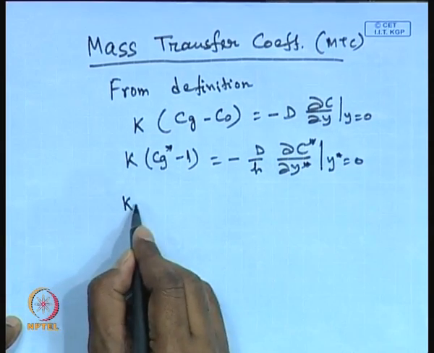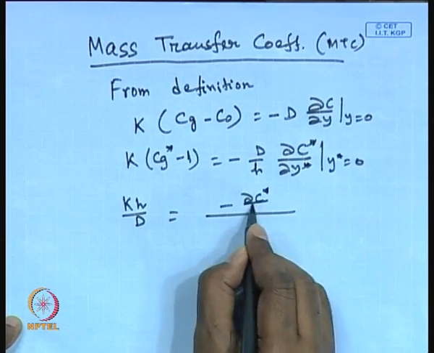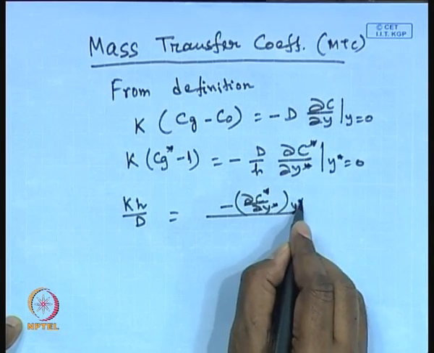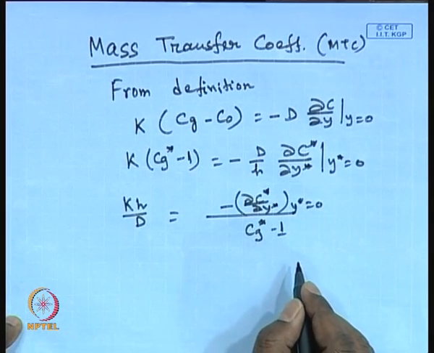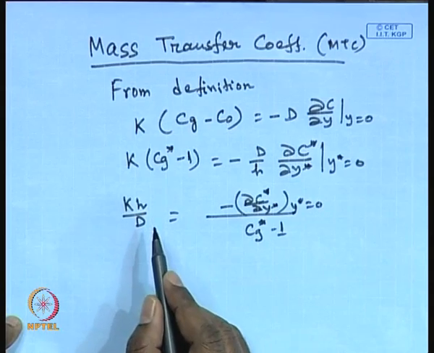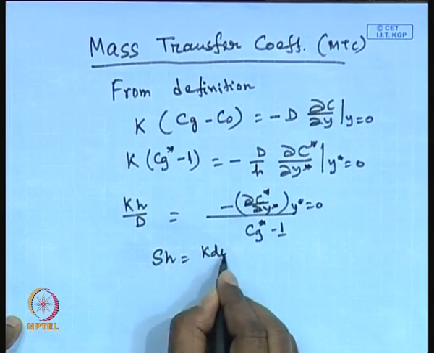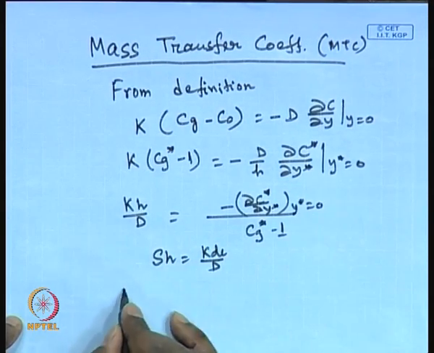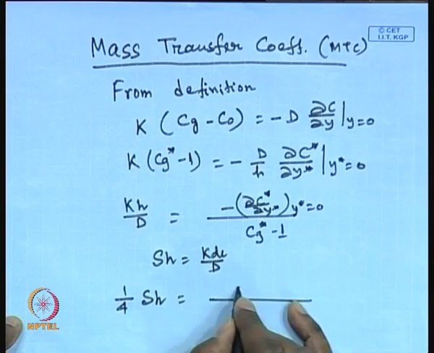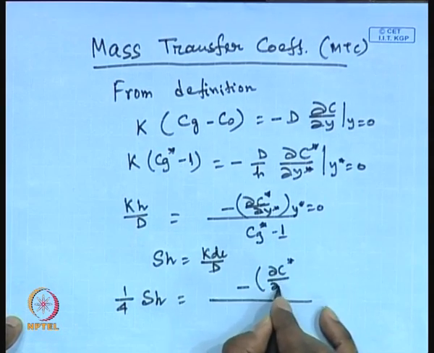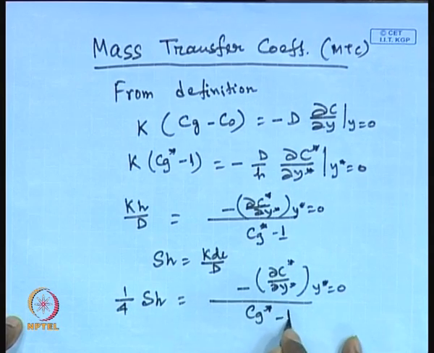So, you will be having K h by D is nothing but minus del C star del y star at y star equal to 0, divided by (Cg star minus 1). You can replace h by d by 4 and define the Sherwood number. What is the Sherwood number? Nothing but K times d equivalent by diffusivity. So, you will be getting 1 by 4 Sherwood is equal to minus del C star del y star at y star equal to 0, divided by (Cg star minus 1).